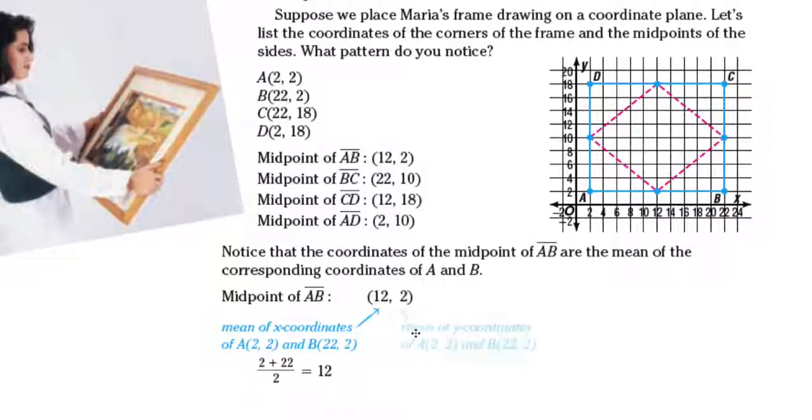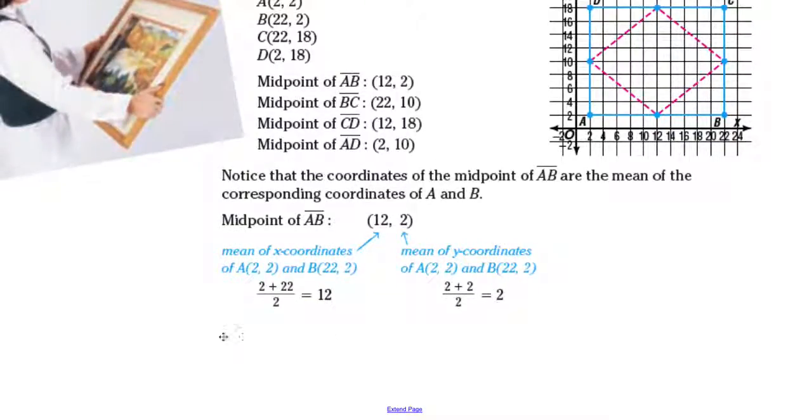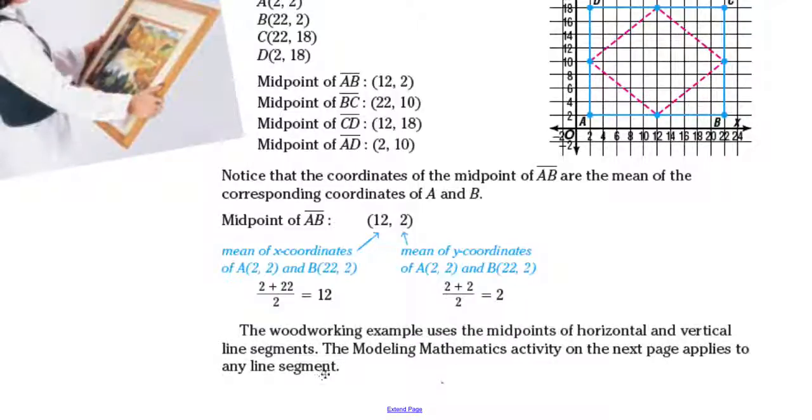And 2 is the same thing. The mean of the y-coordinates of point A (2, 2) and point B (22, 2), or you're simply adding 2 plus 2 and dividing it by 2, which is equal to 2. So this woodworking example uses the midpoints of the horizontal and vertical line segments. The modeling mathematics activity on the next page applies to any line segment. But I guess we're not doing the modeling mathematical activity, and we'll move ahead to the definition of a midpoint.